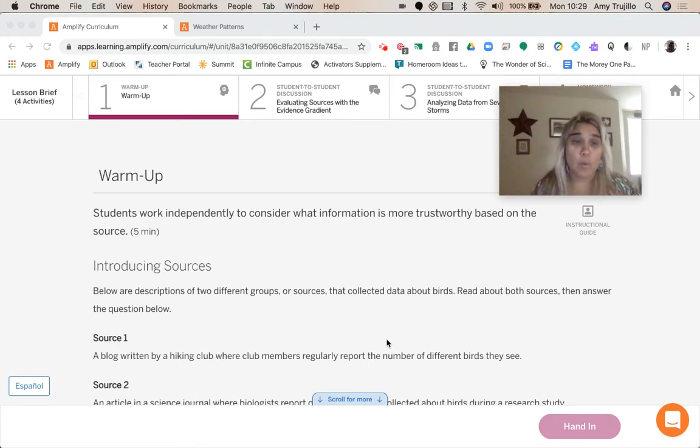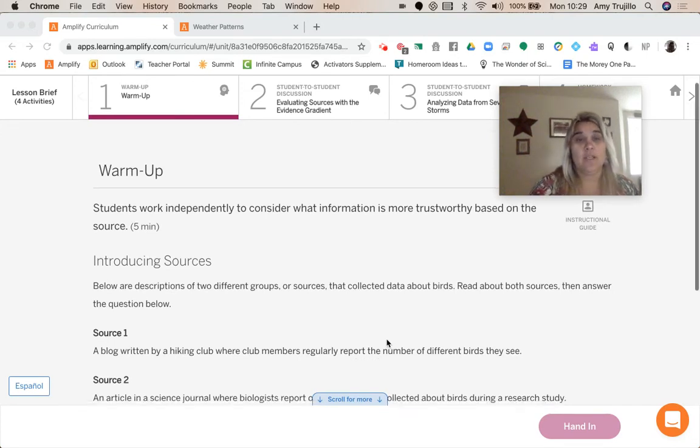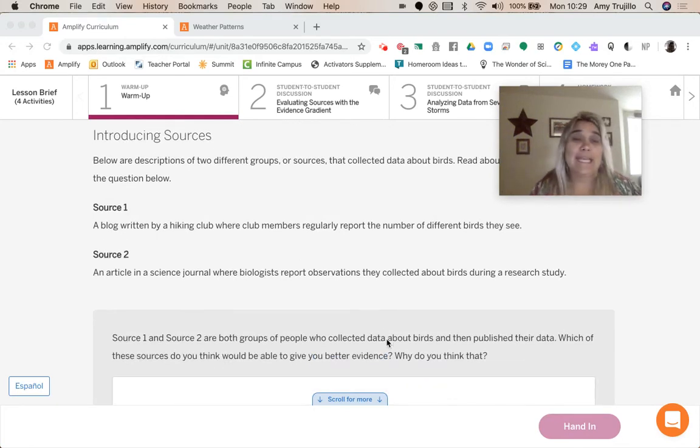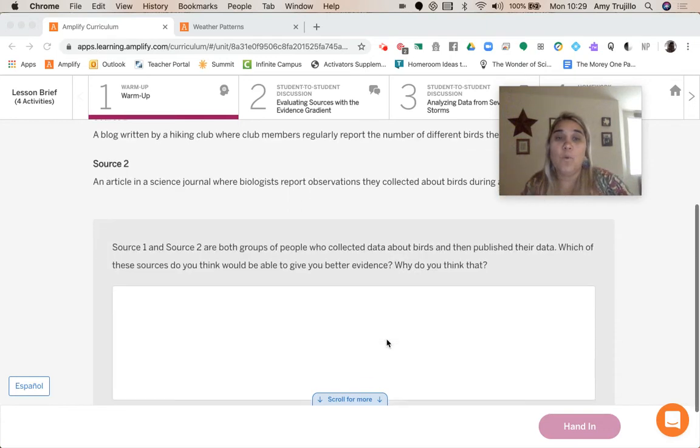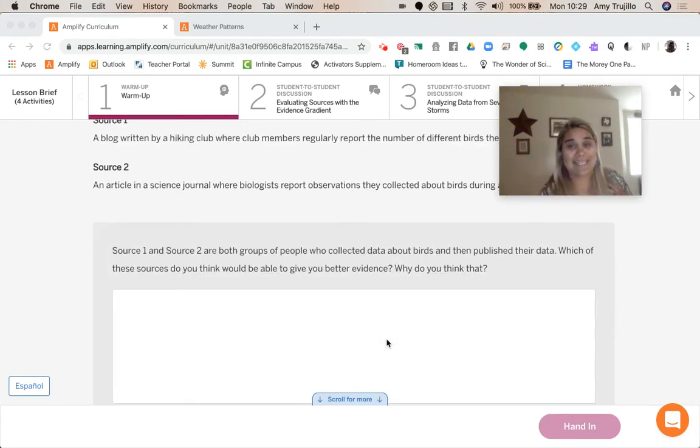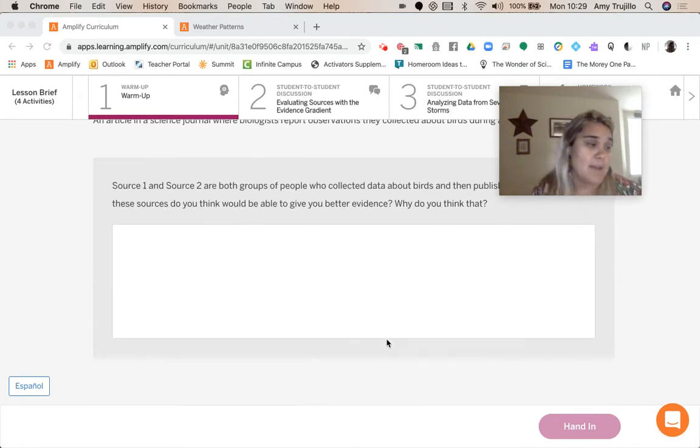So source number one was a blog written by a hiking club where members regularly report the number of different birds they see. And source two is an article in a science journal where biologists report observations they collect about birds during a research study. So sources one and two are both groups of people who collected data about birds and then published their data. Which of these sources do you think would be able to give better evidence? Why do you think that?